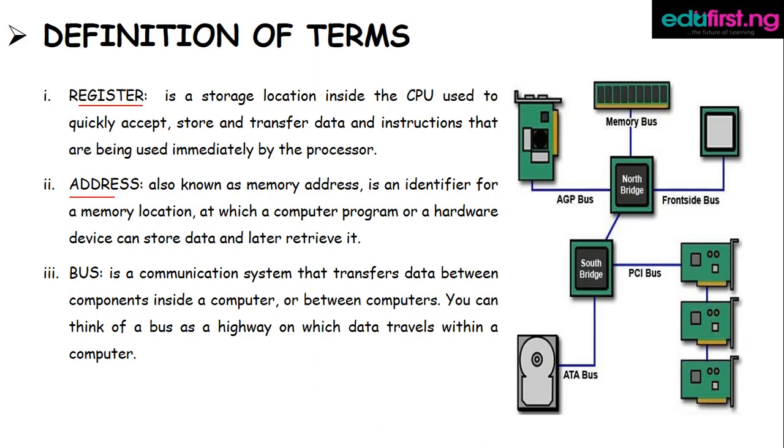Address is also known as memory address. This is an identifier for a memory location at which a computer program or a hardware device can store data and later retrieve it. What is a bus? This is a communication system that transfers data between components inside a computer or between computers. You can think of a bus as the highway on which data travels within a computer.